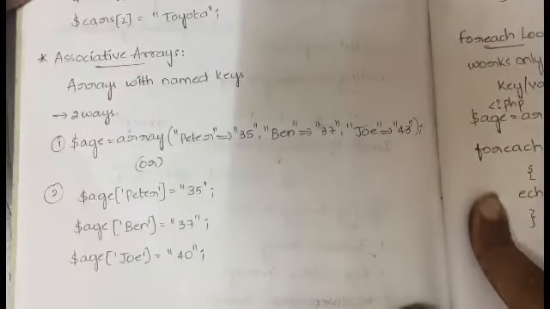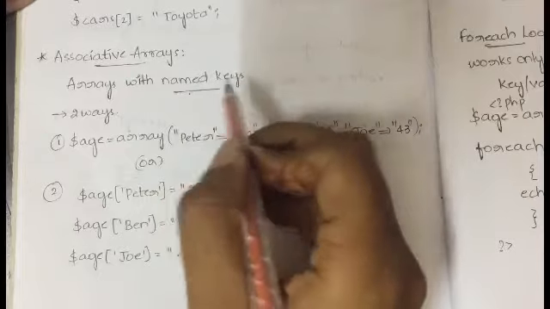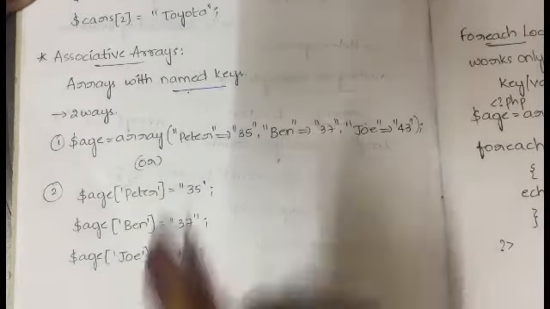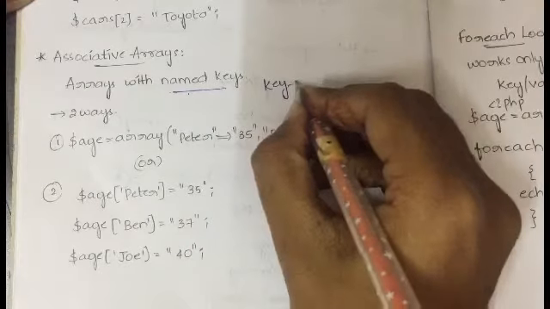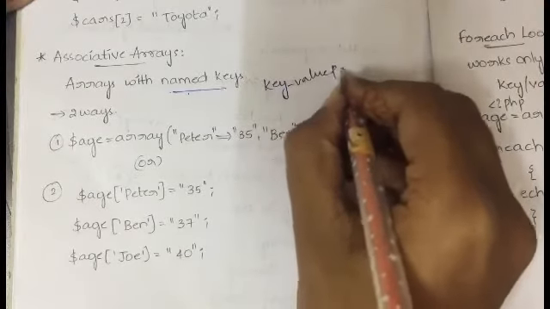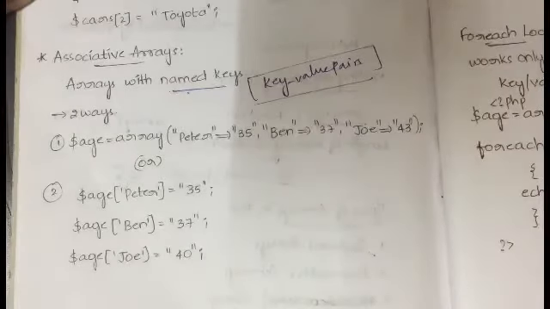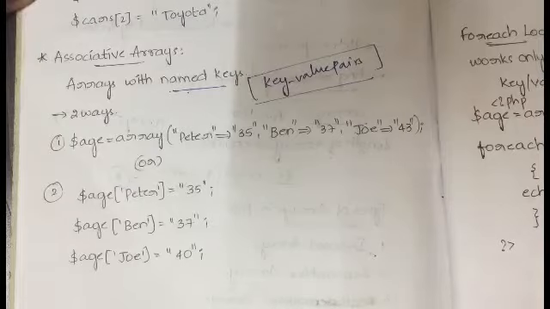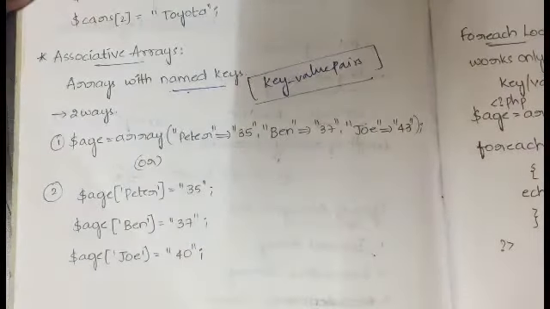Okay, in associative arrays you will be using named keys. That means in order to represent a value you will be using named keys. That means you will be having values in the form of key value pairs. Okay, you will be using key value pairs in associative arrays. Understood, right? Whereas in indexed arrays we use a number, here we are using a named key. This also can be done in two ways, the same: automatic, and step by step.